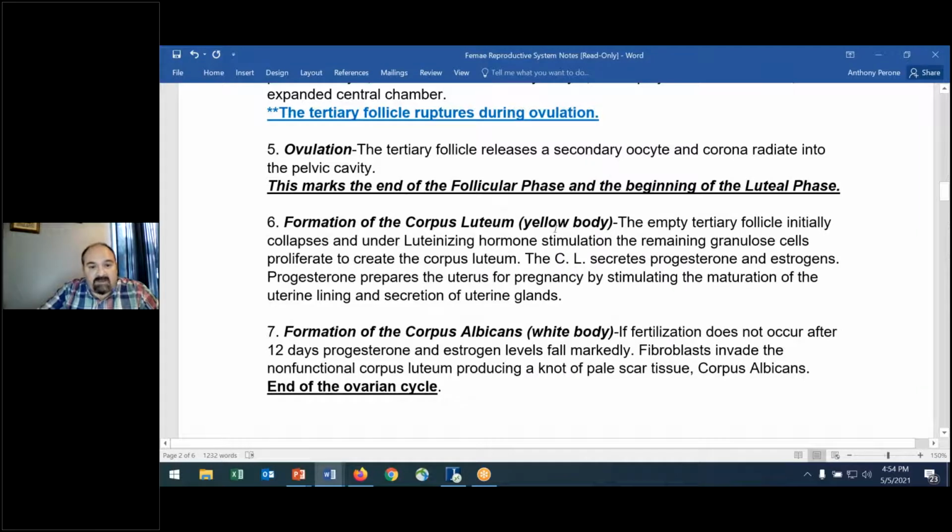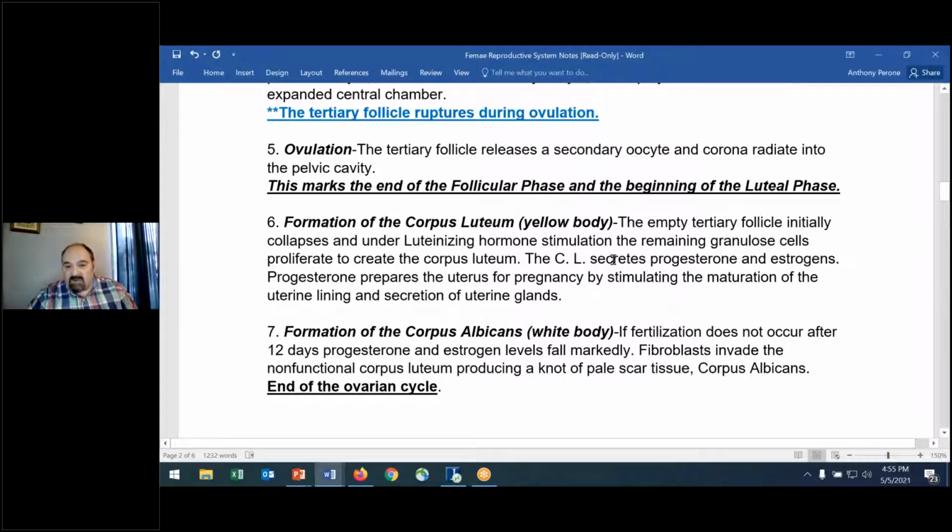So the corpus luteum, folks, this is very important. This structure is not just cells left after the egg goes, not a big deal. No, this is very important because if fertilization does occur, right? So look here. The empty tertiary follicle initially collapses under luteinizing hormone. Luteinizing hormone, corpus luteum, right? So in the luteal phase, luteinizing hormone spikes, ovulation occurs, and the follicle collapses under luteinizing hormone stimulation. The remaining granulosa cells proliferate and create the corpus luteum, the yellow body.